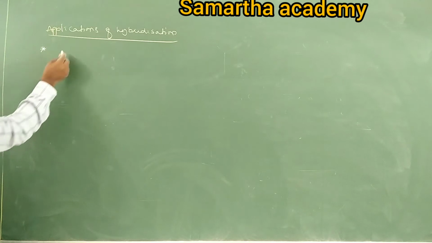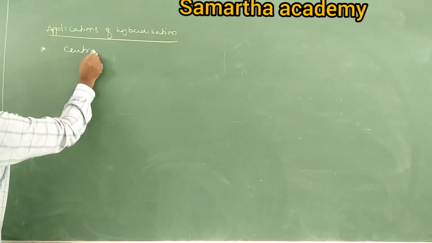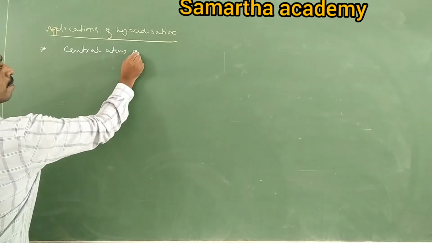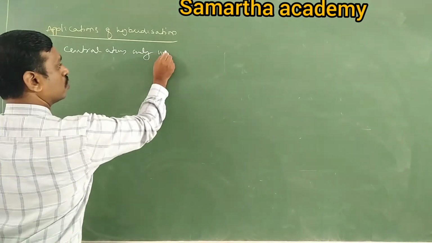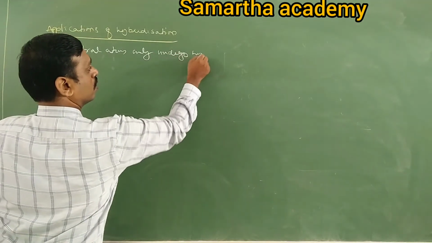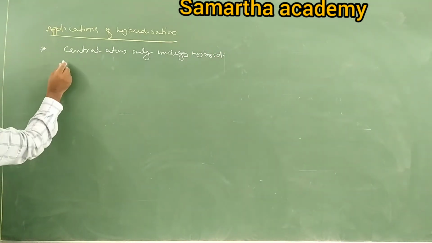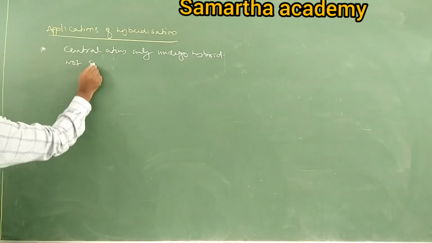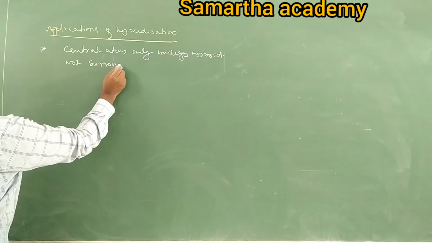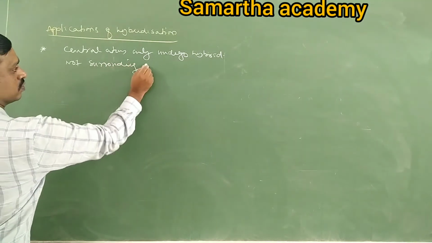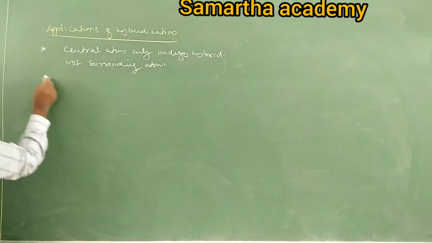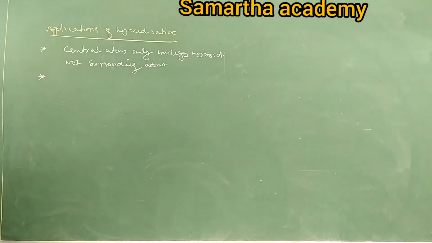So therefore, the central atom only undergoes hybridization but not surrounding atoms.